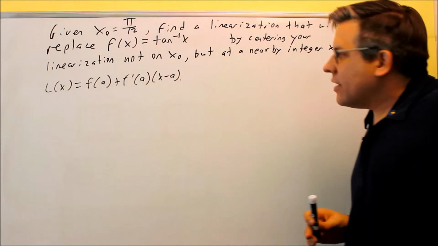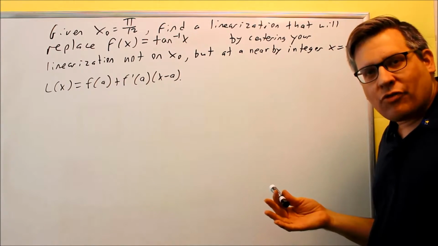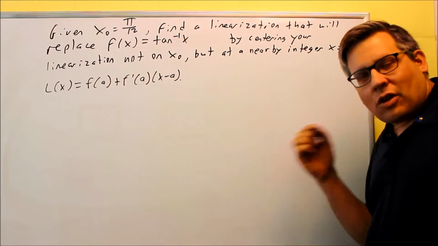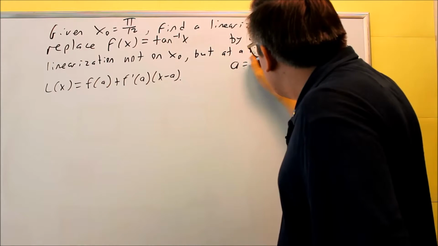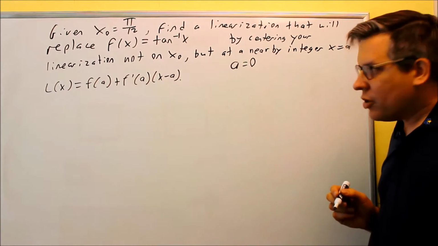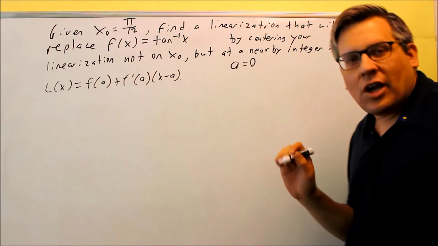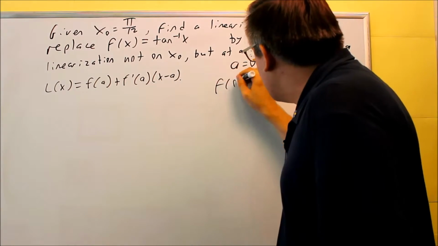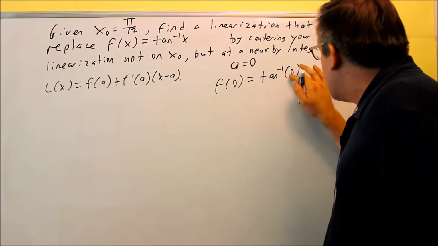Now, pi is close to about 3, so I'm looking at about 3/4, which is about 0.25, which means that the closest integer value to that is going to be 0. And yes, it is okay to use 0 because it's considered an integer. So we're going to use that in this case. So I want to find f of a first. So I want to find f of 0, which means I want to find the inverse tan of 0.